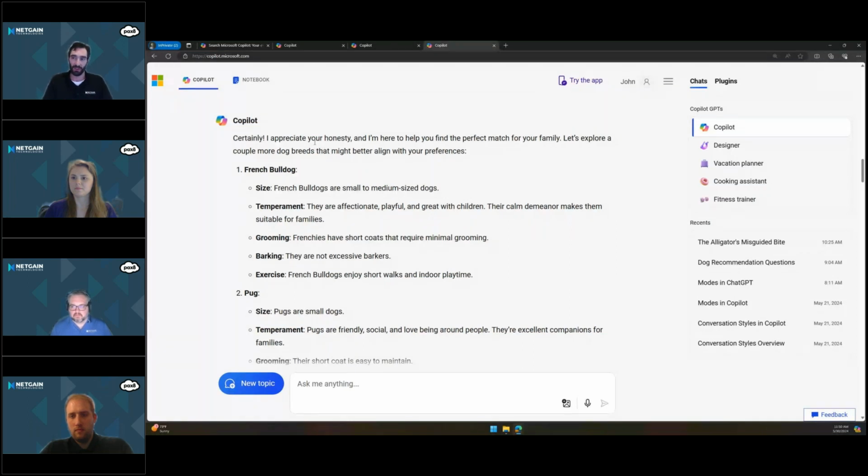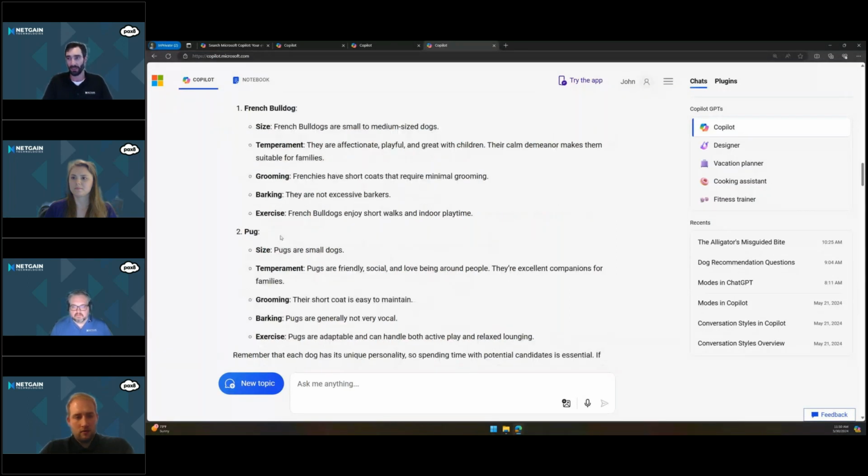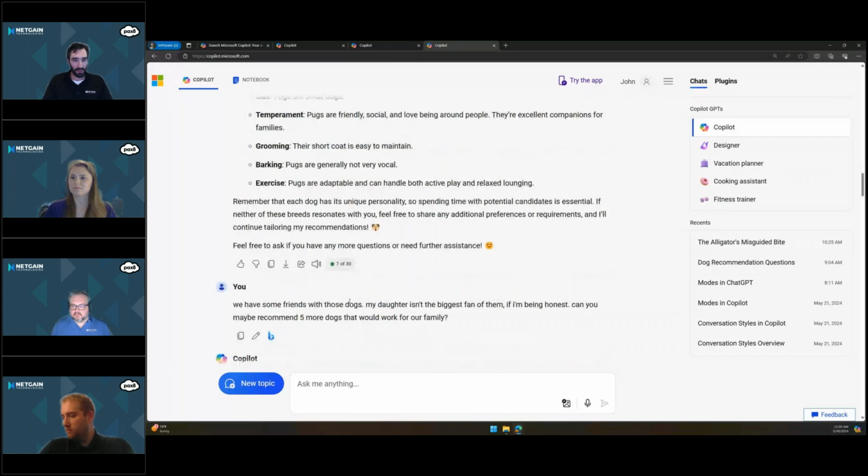So he gives me a couple other ones, French bulldog and a pug, right? Cute dogs, no doubt about it, but we have some friends with those dogs, right? I know they get some snotty noses. My daughter isn't the biggest fan of the messy nose on there. And if I'm being honest, as I would talk in a normal conversation, can you maybe recommend 5 more dogs that would work for our family?